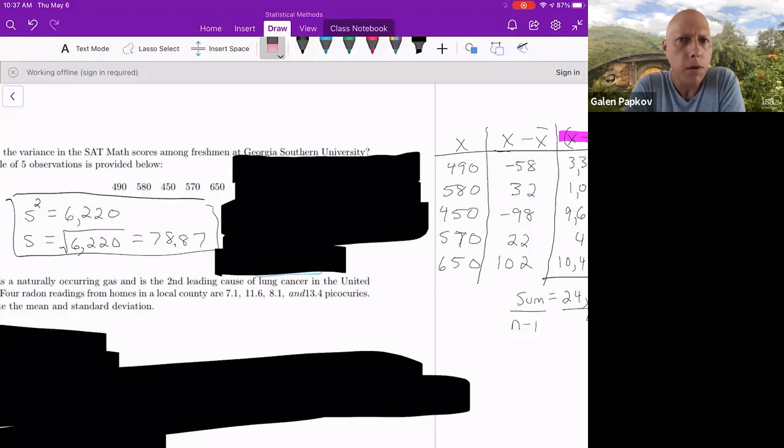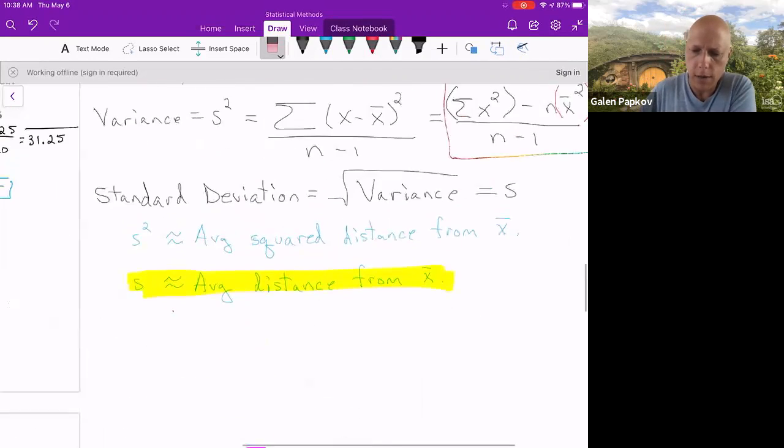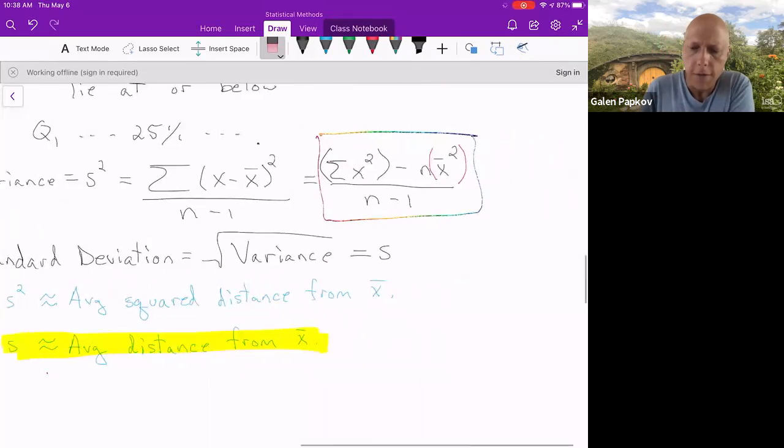Standard deviation, remember, is the square root of the variance. So if you take the square root of that value, you get a smaller number, which is about 78.87. So that's using the first formula, which again is common in textbooks. But let's see, how does the process compare to the formula that I've got here boxed out in rainbow colors?